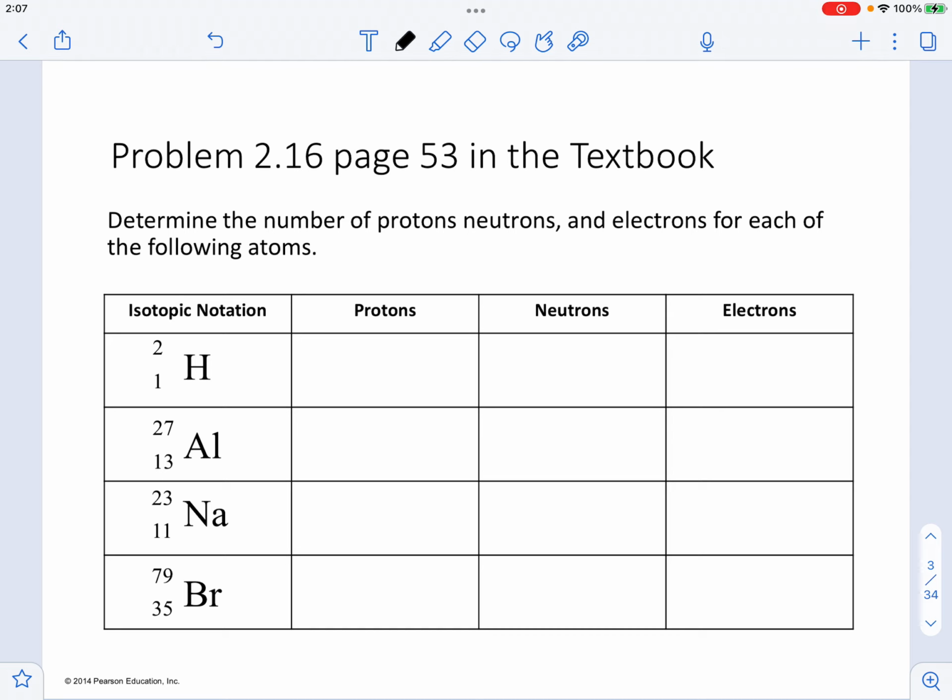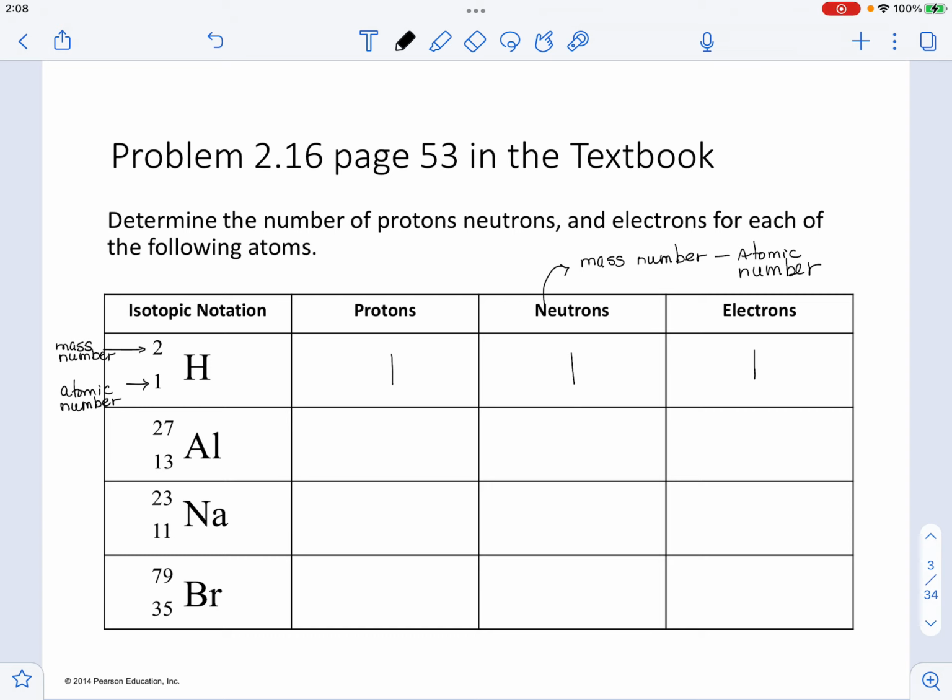First, we have an isotope of hydrogen. Remember, when it comes to isotopic notation, this is the atomic number. This value is going to be the mass number. So taking that into consideration, remember, atomic number gives you protons and electrons. So this isotope of hydrogen is going to have 1 proton and 1 electron. Then mass number is going to be protons plus neutrons. So to find the neutrons, I'm going to do mass number minus atomic number. So that means that there is 1 neutron in this isotope.